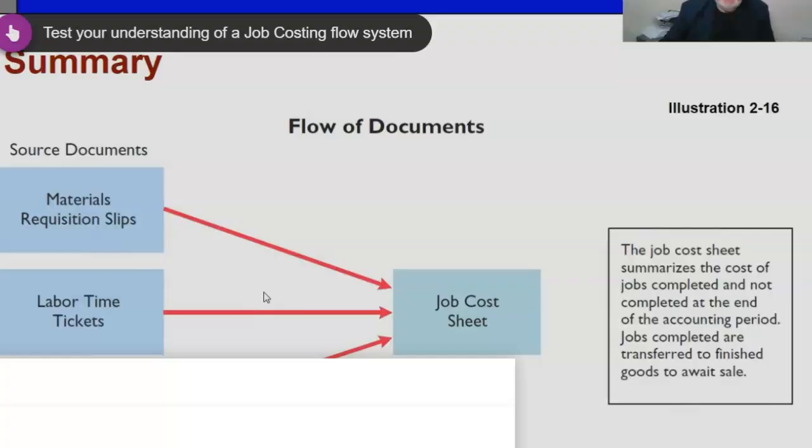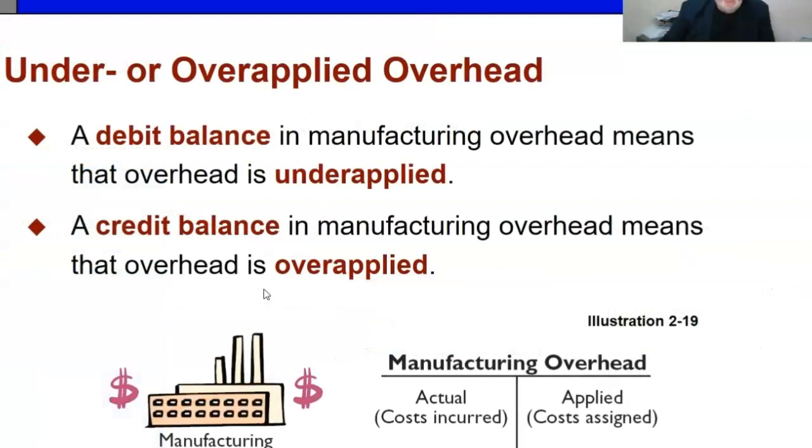So you study those PowerPoints. Now, one more thing. As I incurred manufacturing overhead, I debited manufacturing overhead, the actual amount. But when I applied it to the jobs, I credited manufacturing overhead. So at the end of the year, I either have more actual than I had applied or more applied than I had actual. It's not likely that I would be right on.